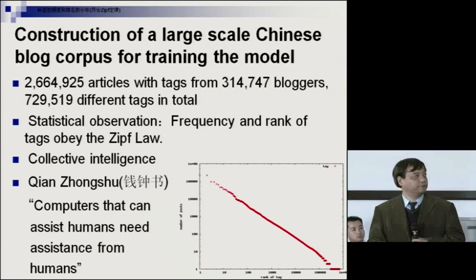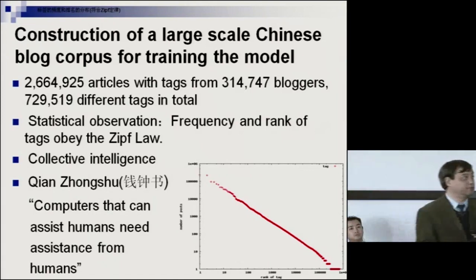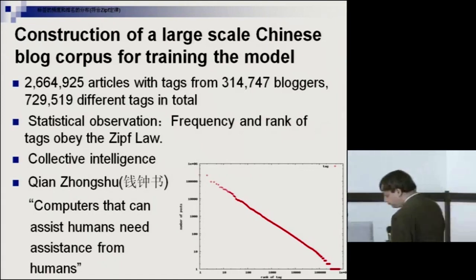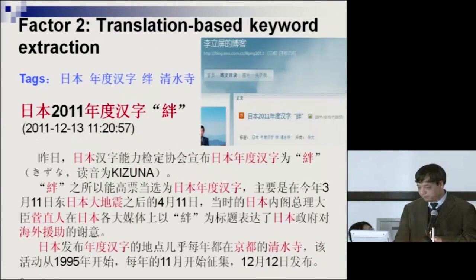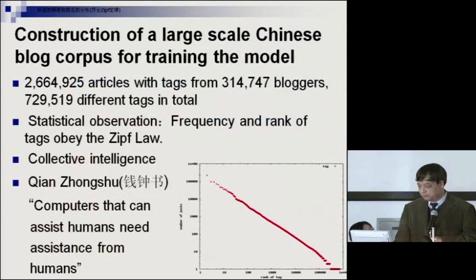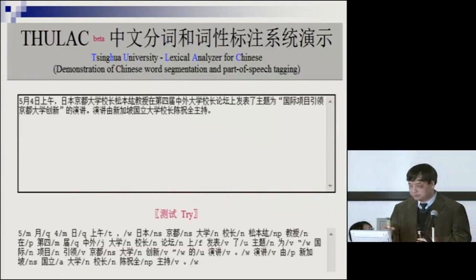Just as mentioned by Chen Dongshu, a very famous scholar in China, he said before that computers that can assist humans need assistance from humans. So we try to learn some hidden knowledge, and that knowledge we need to find from human beings. So that's the philosophy here. We combine both to perform our task. I will skip the algorithm.